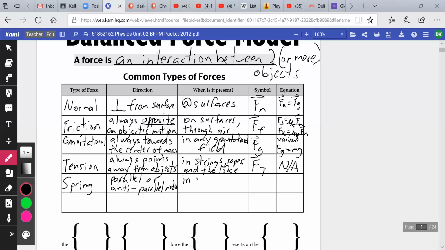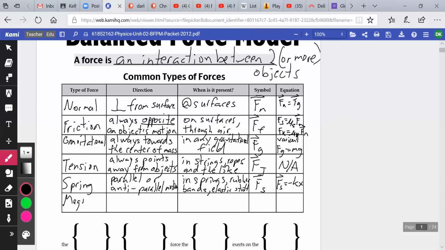When is it present? In springs, rubber bands, all springy things, elastic things. And the symbol for spring force, F sub S. And the equation F_S equals negative kx. Don't worry about that too much here, but the k is called the spring constant. That's basically how strong your spring is. Some springs are stronger than others. And x will be the displacement from zero. How far does your mass move from equilibrium, from zero?